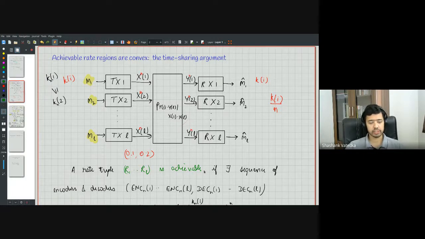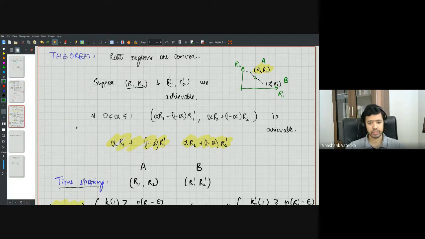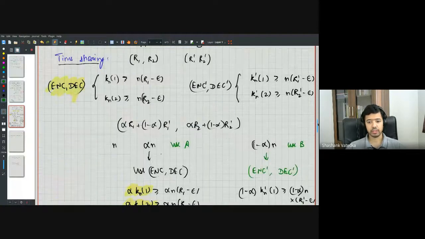So for the time sharing argument to hold, for all the arguments that I made over here, one hidden assumption that was made was that the behavior of the channel in alpha n channel uses and the behavior of the channel in the remaining 1 minus alpha n channel uses are independent, and they're identically distributed. So this holds for all memoryless channels. The time sharing argument holds for all memoryless channels.